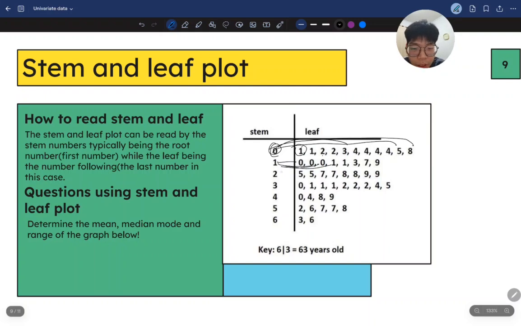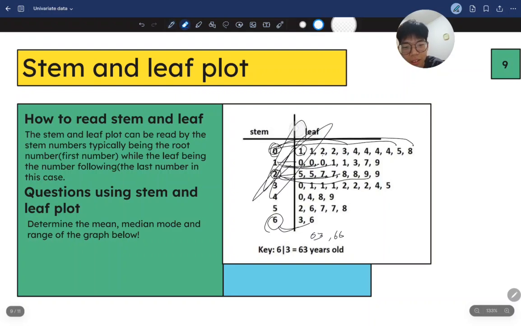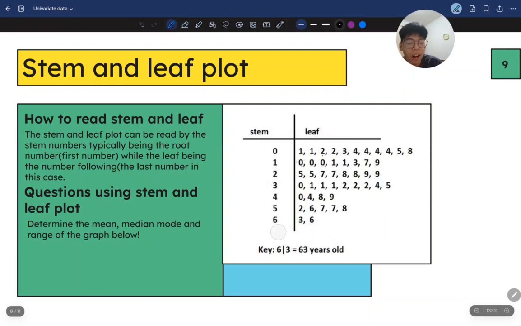And now let's try the second stem. This is the root number. 25, 27, 28, 29. Let's try it at the end. When it's 6, it's going to be 63 equals 63. 66 will be 66. It changes just like this. Now, how do you know if it's 603 or 63? Usually there's a key here. There must be a key there. There will be a legend for you.